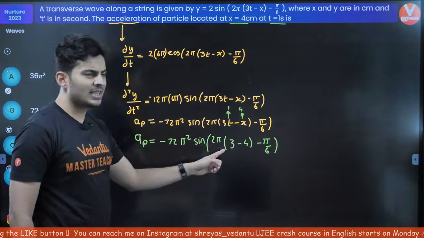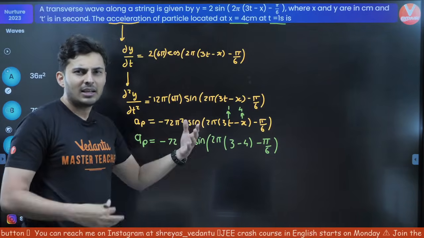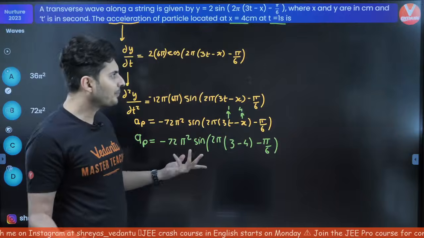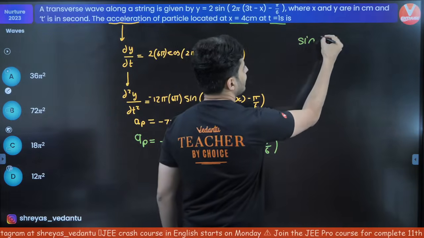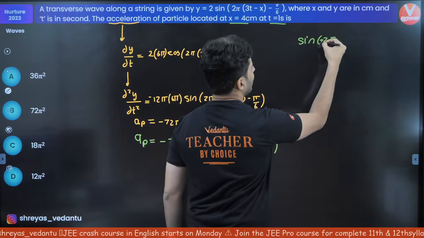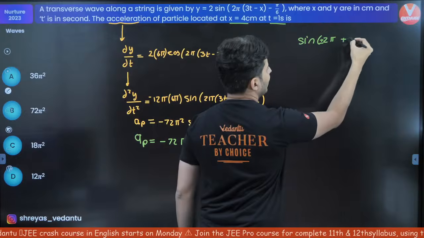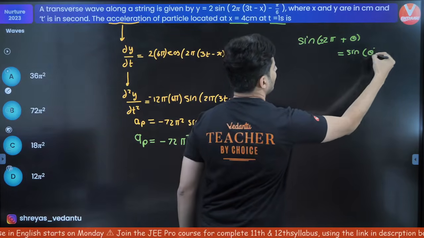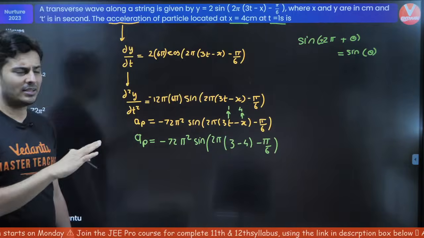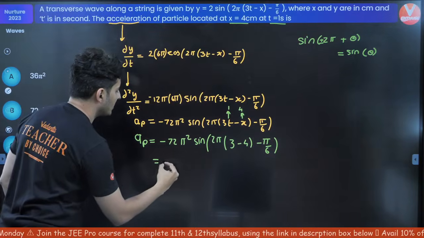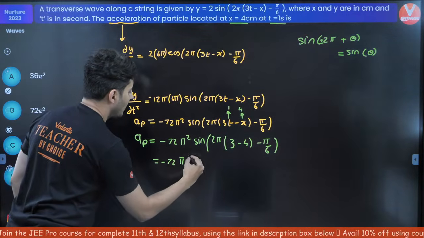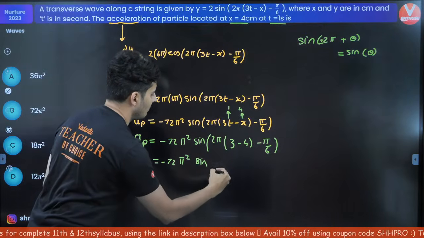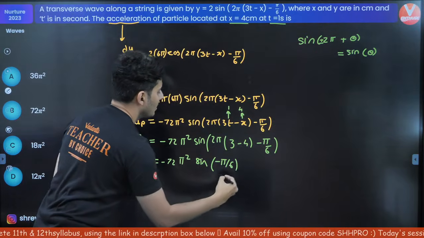So 3 minus 4 is minus 1 minus 2 pi. Guys, any integral multiple of 2 pi doesn't matter. Remember, when you have sine of 2 pi plus or minus theta, it is same as sine of theta. Okay, whether it is plus 2 pi or minus 2 pi, it really doesn't matter. So this will just become minus 72 pi square. All these numbers will not matter except for just minus pi by 6.